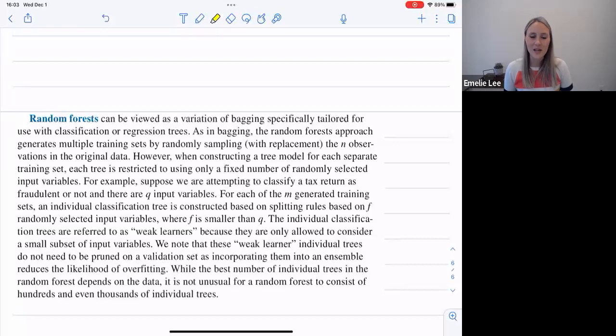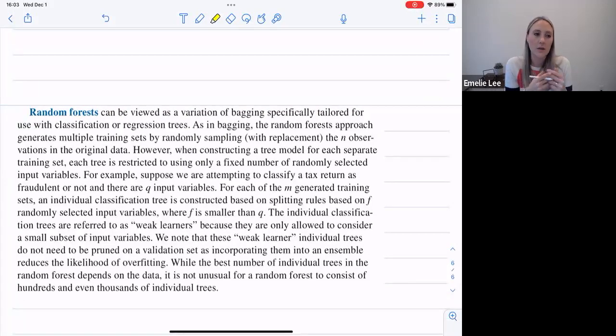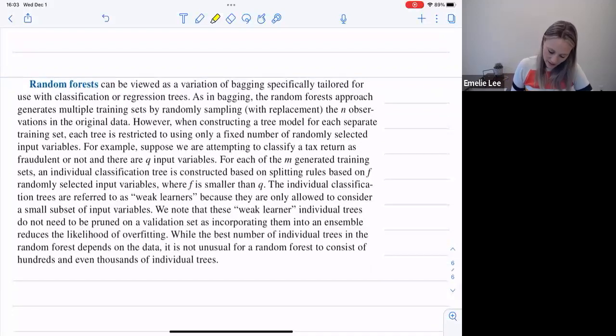Okay, so random forests are the same thing, but now we're making these classification trees, and instead of just having one that we follow, we make tons of trees. What we do is each tree is restricted to only using a fixed number of randomly selected input variables. So for this tree, you're only going to look at these 2 variables, for example, right? And let's say we have 6 variables to choose from, or maybe 10, 14, whatever, 54 maybe. Depending on how many variables you have, you'll restrict it to a smaller subset.